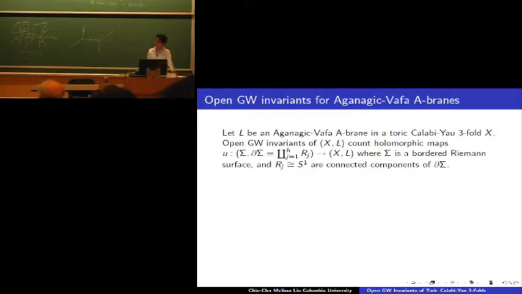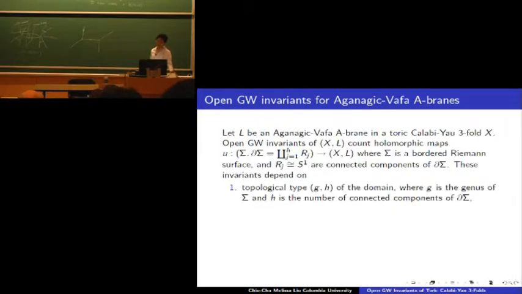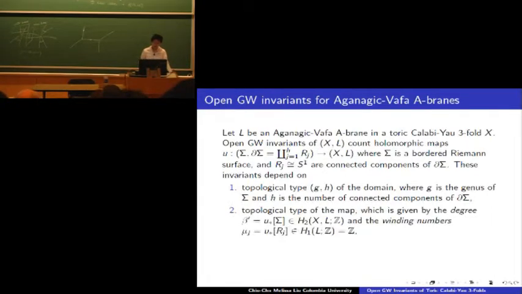In the closed Gromov-Witten invariants case, you have genus and degree. Now you have more topological invariants. First, you have the topological type of the domain, (g, h), where g is the number of handles, and h is the number of holes of your domain. And secondly, you have the topological type of the map. So you can push forward the fundamental class of sigma, and this is a relative second homology class of the pair (X, L), beta prime.